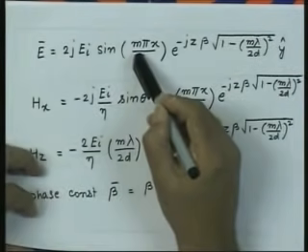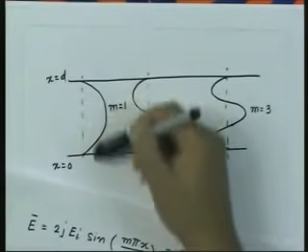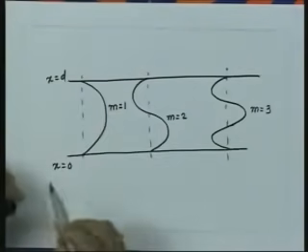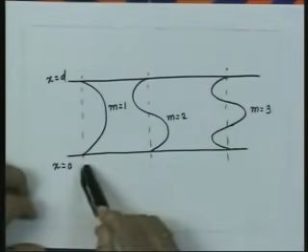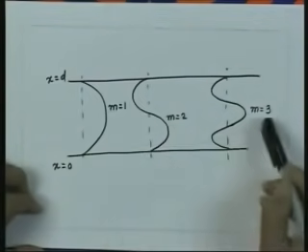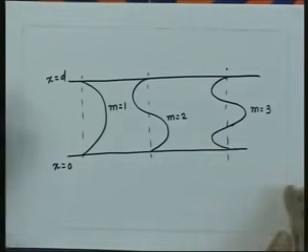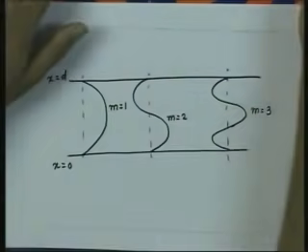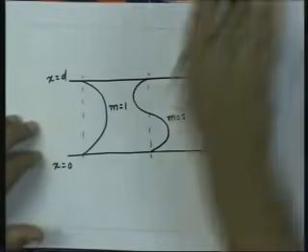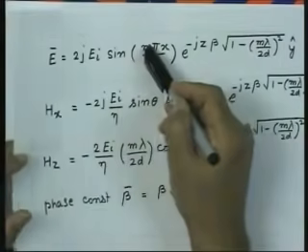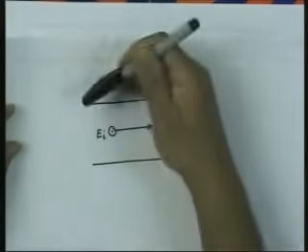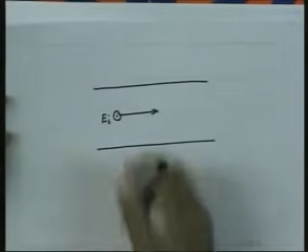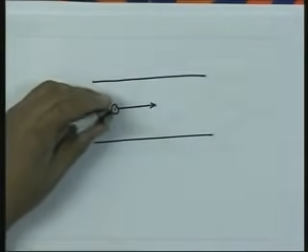So if m equal to 0, there is no variation, that is what this would mean. So m equal to 0 means the constant field, m equal to 1 means half cycle, m equal to 2 means 2 half cycles, m equal to 3 means 3 half cycles, and so on. So if I consider now a field for which m equal to 0, the field is constant in the transverse direction, it does not vary, and in this case the electric field is oriented like this.